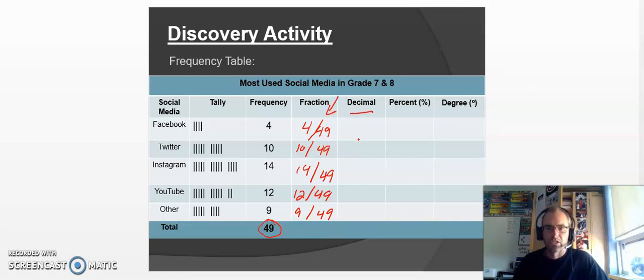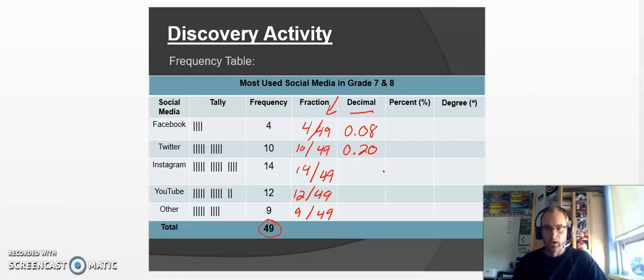Don't forget that this symbol here in a fraction means to divide. So I'm going to take my numerator of 4 divided by 49, and I get 0.08. I'm going to round to 2 place values after the decimal, so the hundredths column. So I get 0.08. 10 divided by 49 gives me 0.20.